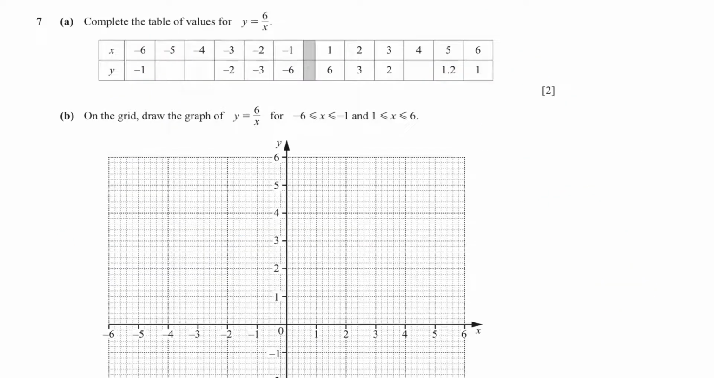Question number 7. We have to complete the table of values for y is equal to 6 over x. Just replace x with -5, -4 and 4, and we'll get negative 1.2, negative 1.5, and 1.5. B. On the grid, draw the graph of y is equal to 6 over x for the values that have been given to us. There is no 0.